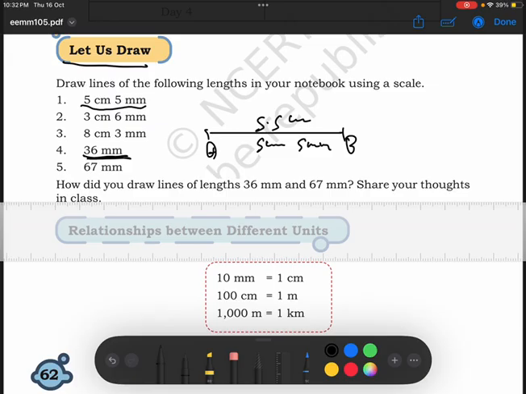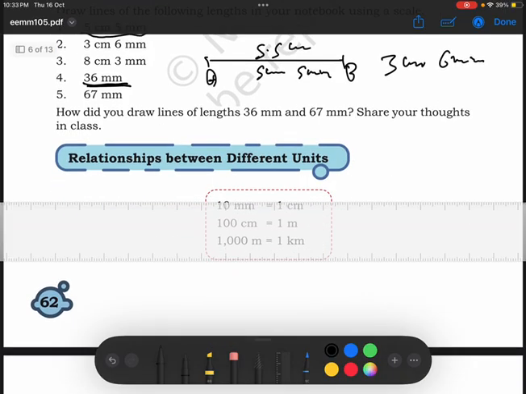Here in question number 4, 36 millimeter is given. So don't be afraid. 36 millimeter means 3 centimeter and 6 millimeter. So don't worry about it. In the same way, 67 millimeter means 6 centimeter and 7 millimeter.